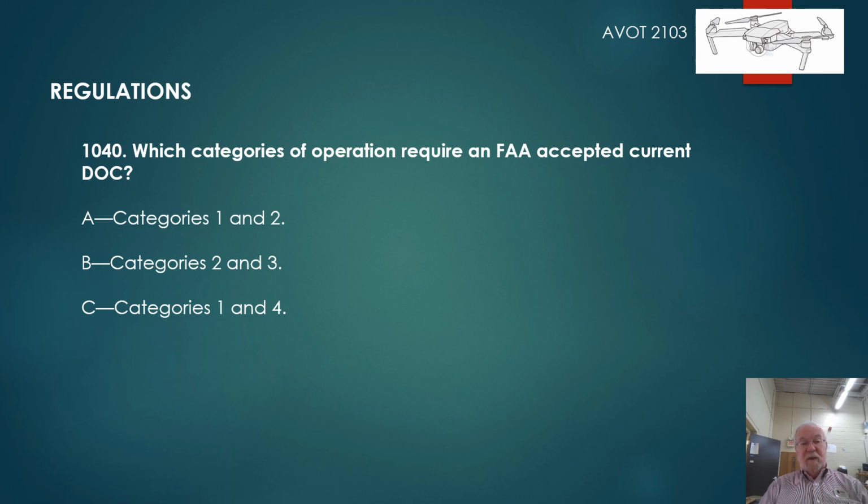Category C mentions 1 again. Category 1 and 4 mentions it again, so it can't be that one either. So by process of elimination, it would be Category 2 and 3. So this is one of these questions that definitely could be considered a trick question, simply because I haven't talked a whole lot about that. Document of compliance, or DOC, must be submitted by the manufacturer to the FAA.